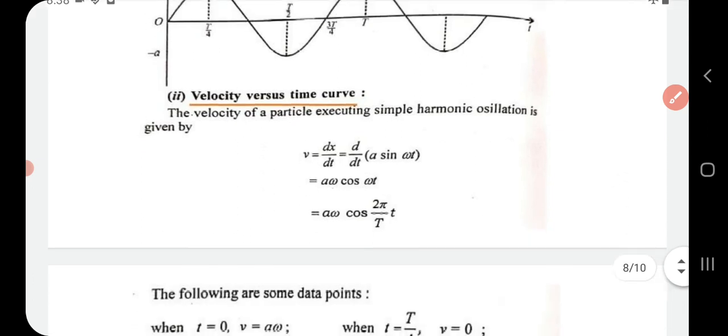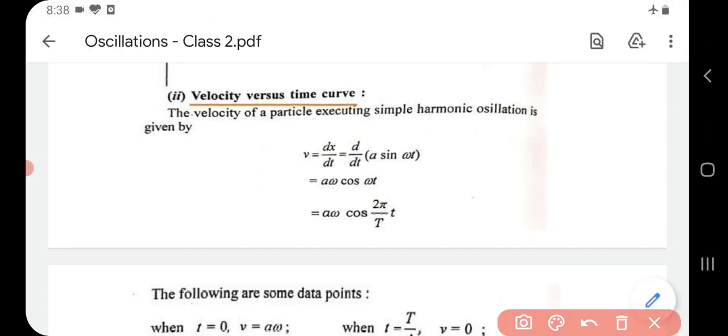Similarly, the velocity time curve. Velocity, you know, it is dx by dt. d by dt is kept as such. What is your x? A sin omega t. Now this a is taken outside. Then what is the derivative of sin omega t? Omega cos omega t, right? A omega is kept as such, cos is kept as such. In place of omega, you substitute 2 pi by T. Small t is kept as such.